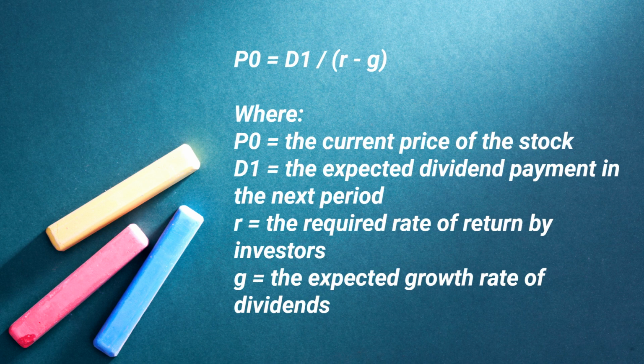The numerator represents the expected dividend payment in the next period. This is an estimate of what the company will pay out in dividends to its shareholders. The denominator represents the required rate of return by investors minus the expected growth rate of dividends. The required rate of return is the minimum return that investors require to invest in the stock. The expected growth rate of dividends is the rate at which the company's dividends are expected to grow in the future. The result is the estimated fair value of the stock based on the expected future dividend payments.